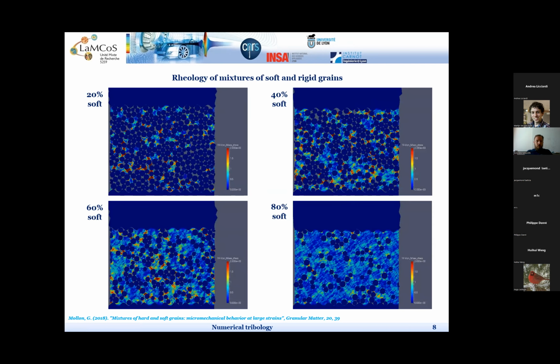But in this case, for example, where we have almost only deformable grains, we see very different patterns with some localization of the stress field between the rigid grains, which act as nucleation points for shear banding in the soft grains. So this is all very complex. I'm not going to enter into the details.